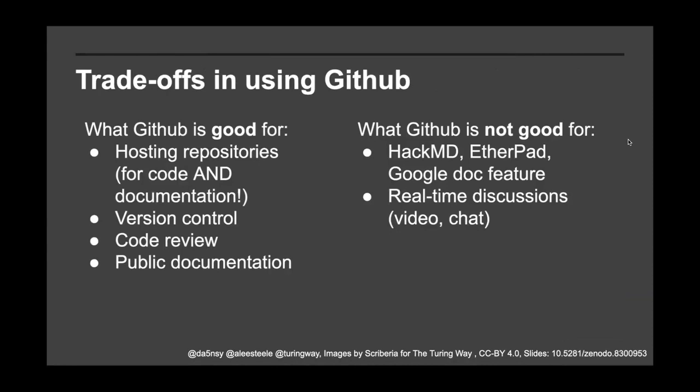Okay. So we mentioned at the start of this presentation that we do use GitHub in planning for events, but actually at those events, we rely on a lot of other tools because GitHub is not a Swiss Army knife of infinite uses. It's really good for some things. It's good for hosting our repositories, for the code and the documentation. It's great for version control, reviewing other people's work, for public documentation, as Anne was talking about.